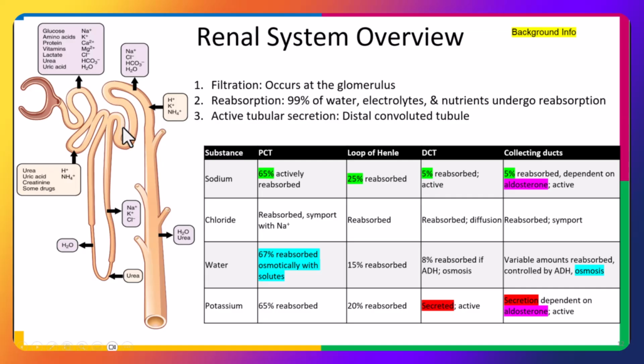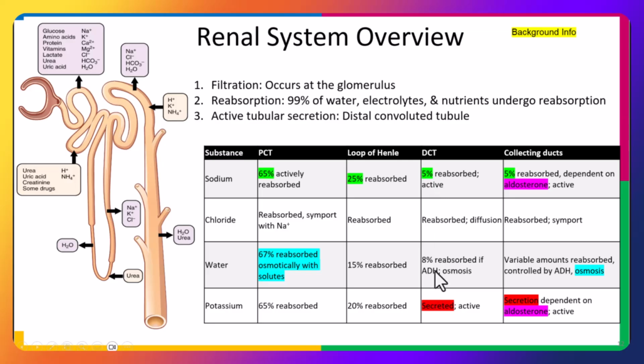Now into the distal convoluted tubule. This is where reabsorption becomes more fine-tuned. Only a small fraction at this point of sodium is going to be reabsorbed. And this is actually an active process, so it has to be actively reabsorbed back into the blood if it's going to move. Water reabsorption here is going to depend on hormones.